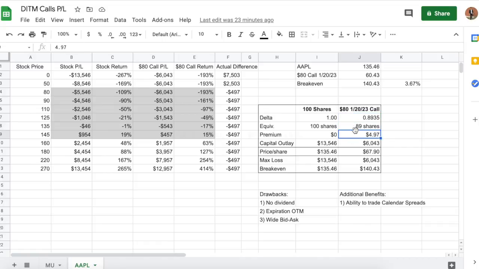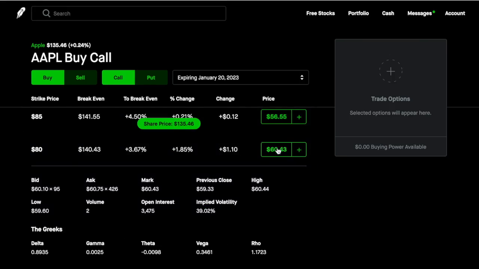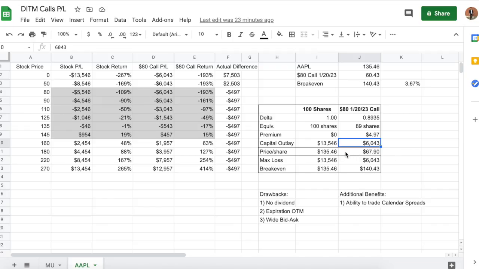So the premium that we paid is $4.97. Obviously there's no premium when you're buying shares. And here is the capital outlay. So if you were to buy 100 shares of Apple at $135.46, you're paying $13,546 versus our LEAP contract is just $6,043. Okay, so that is that.